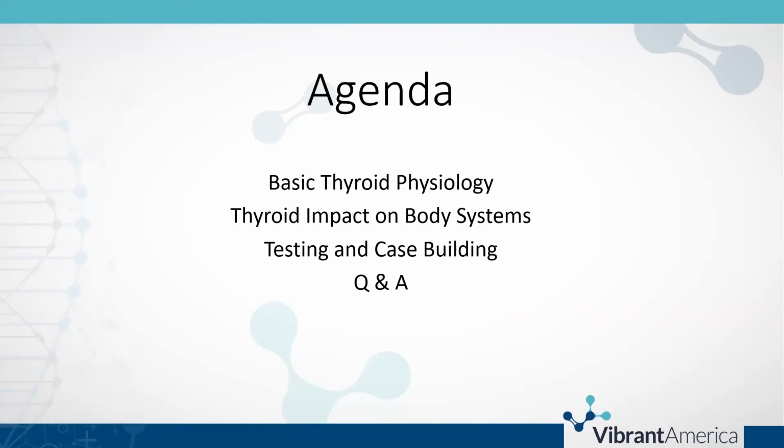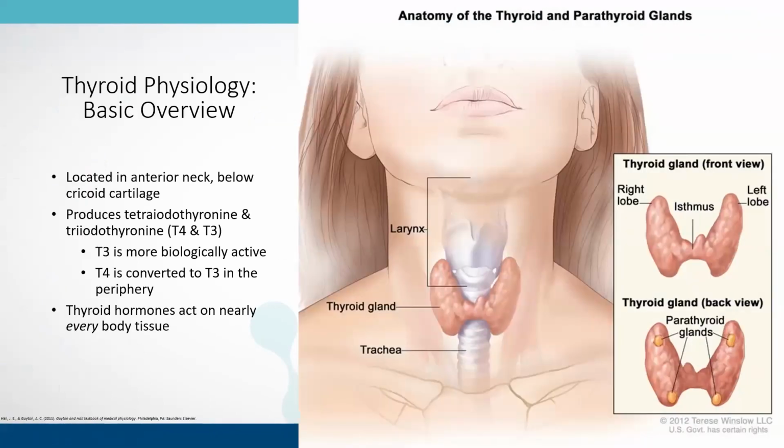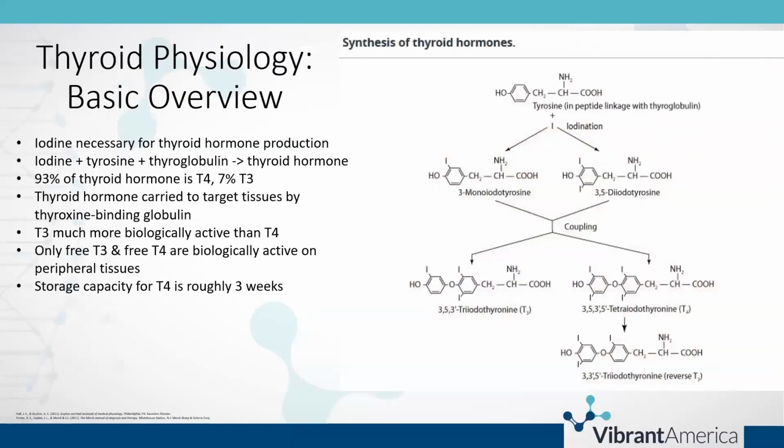I'm going to motor through the slides as fast as I can so we have Q&A, but here we go. The thyroid is located on the front of the lower neck. It produces thyroid hormone, T3 and T4, and those hormones affect virtually every single tissue in our bodies.